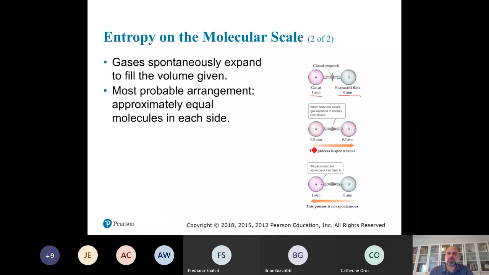You open the stopcock and a spontaneous expansion event occurs, moving more or less half of the atmosphere's pressure of gas to the left-hand side and half to the right-hand side. Right. Since the forward process is spontaneous, obviously the reverse process is not spontaneous, right? There's no way to get all of the gas to return back into the initial chamber A, with this valve being open. Right, makes sense. It's common sense stuff we're talking about here.